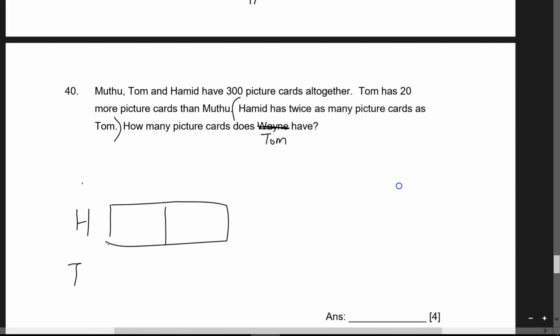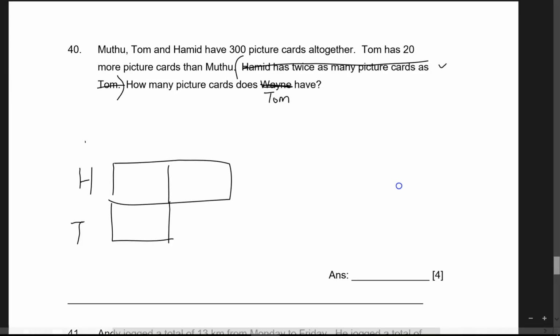Okay, so we have got here Tom. So we are done with this. We can strike it out. We can always do a tick or whatever you like. Tom has 20 more pictures than Muthu. So we're going to draw Muthu, except that Muthu will be lesser because Tom is the one who has more. More by how much? More by 20. Okay, meaning to say everything also more by 20. Everything also more by 20. Alright, and the total is 300.